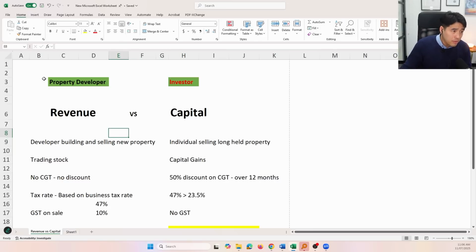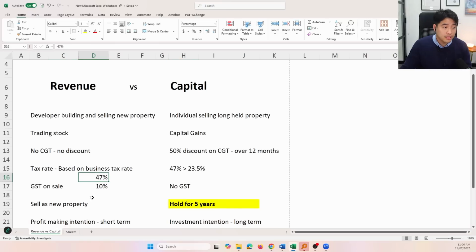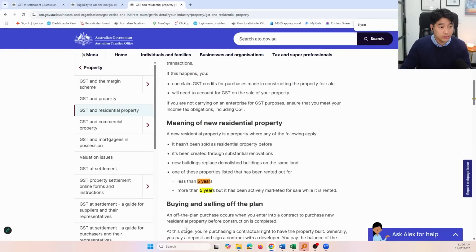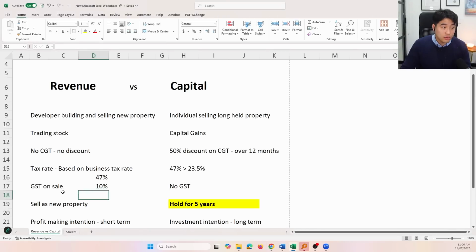However, a property developer is very different. You get taxed at your business tax rate. You're classed as a business, so you can be taxed at 47%. And because you're selling new residential property, remember, the definition of new residential property isn't just a property that no one's lived in or that hasn't been rented out. If you've rented it out even for the last 5 years and you sell within 5 years, they still class it as new residential property. So you have to pay GST on it, 10% on the profit.